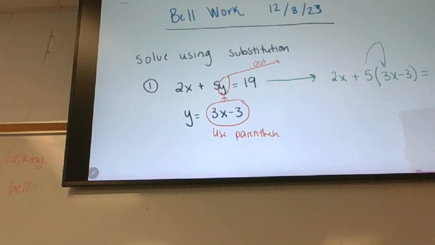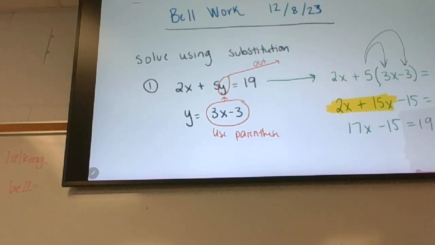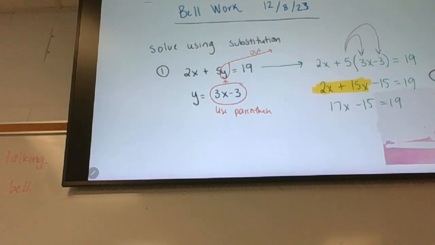Okay, so 5 times 3 and 5 times negative 3. Bring the 2x down. That's 15x minus 15. Good. And this has been set up kind of nice with these like terms right next to each other. 17x, when you combine those, minus 15 equals 19. Add 15. There's a line here. We need the 15 on the other side. So you do opposite operations because you're going across the line.